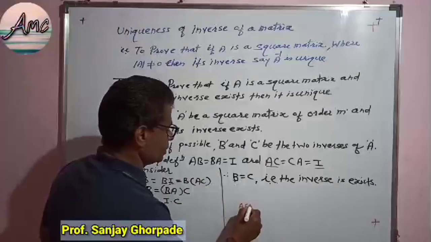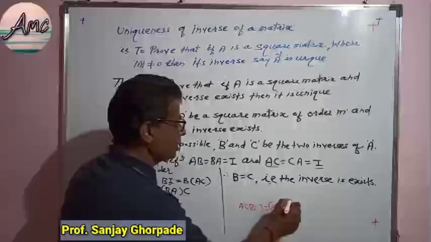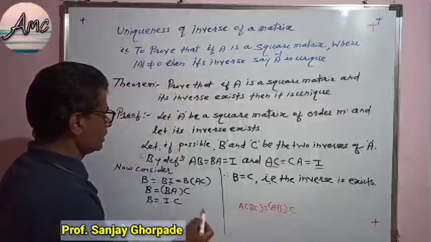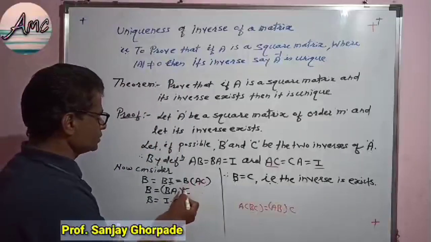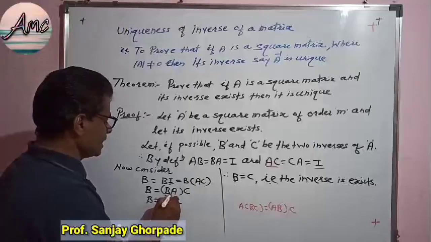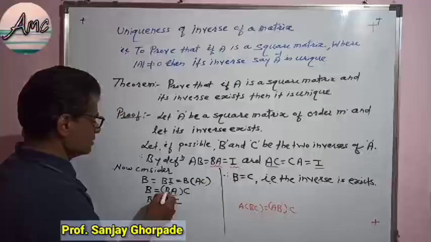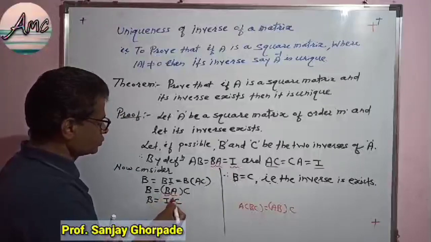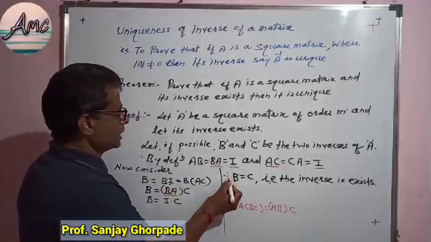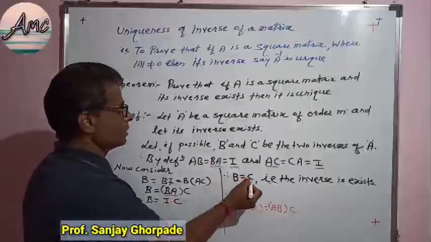So that is equal to, now by the associative property, A into BC can be written as AB into C. According to this property, this can be written as B into AC equal to BA into C. But what is BA? BA is nothing but I. In place of BA, we put I. So I into C. That is B equal to, again, identity matrix into C equal to C only. B equal to C.